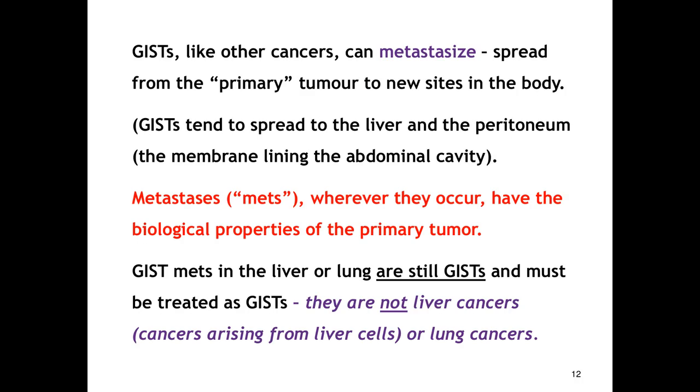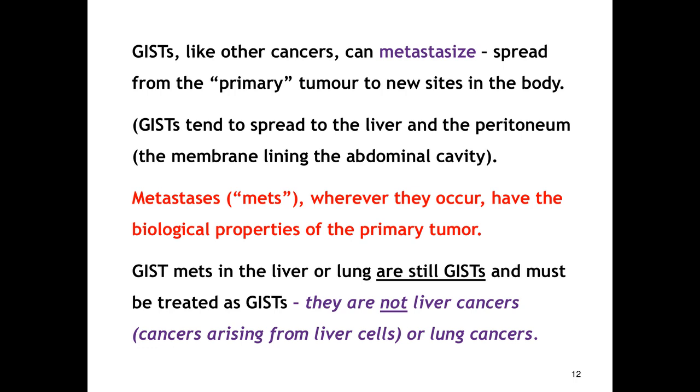It's true of all cancers, including GISTs, that they can metastasize. That term means that the original primary tumor that developed, for example, outside the stomach, can shed cells that then travel either locally or through the bloodstream to different sites in the body. They attach at those sites and they begin to grow. GISTs in particular tend to spread locally into the peritoneal cavity, the abdominal cavity, and they can also spread to the liver, the lung, even to the brain.